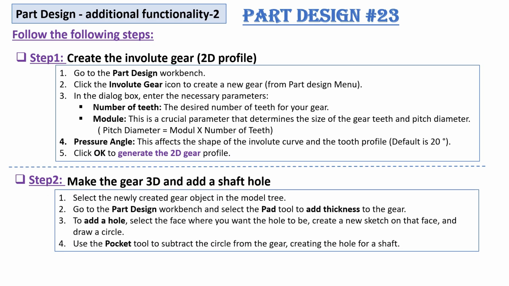To add a hole, select the face where you want the hole to be, create a new sketch on that face, and draw a circle. And use the pocket tool to create a hole.